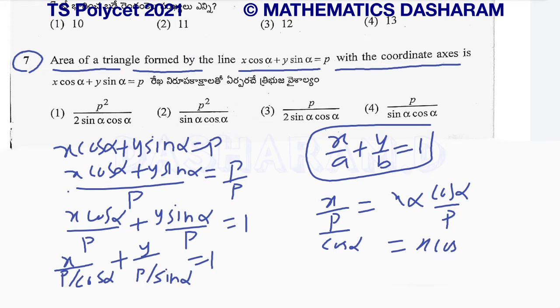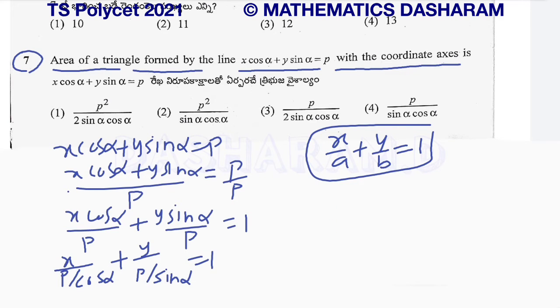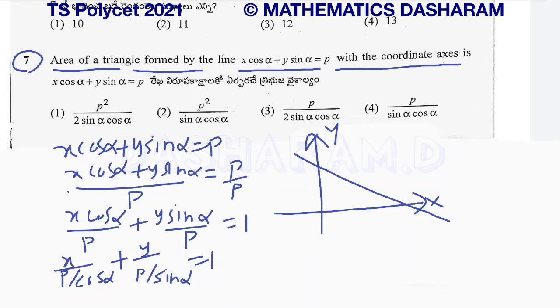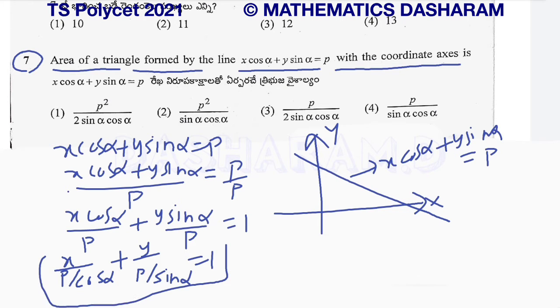Okay, so now it is in the form of the two-intercept form, that is x by a plus y by b equal to 1. See, now let's draw a diagram. You will understand how to get the triangle in the coordinate axes. This is the x axis, this is the y axis. So here is a line, that is x cos alpha plus y sin alpha equal to p. Now this equation is converted into a two-intercept form.